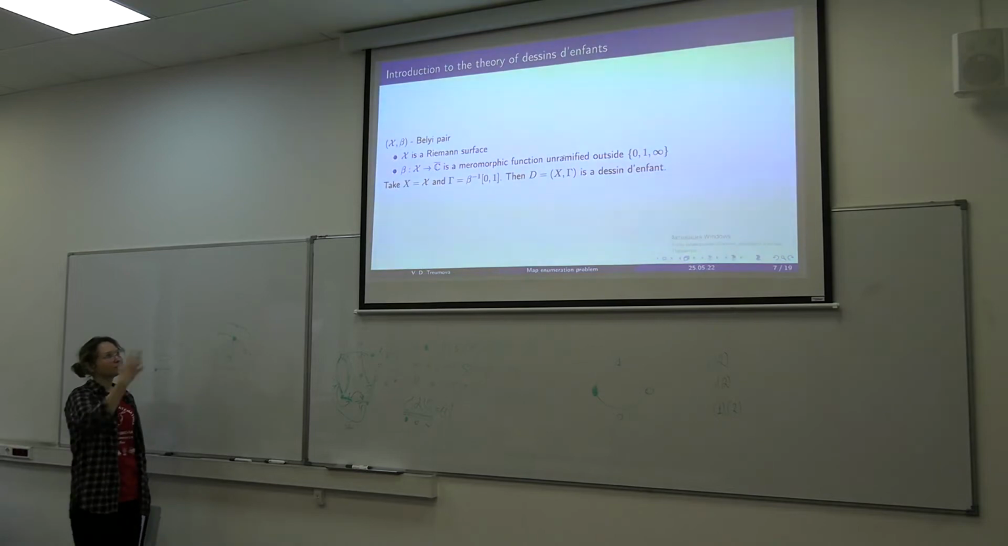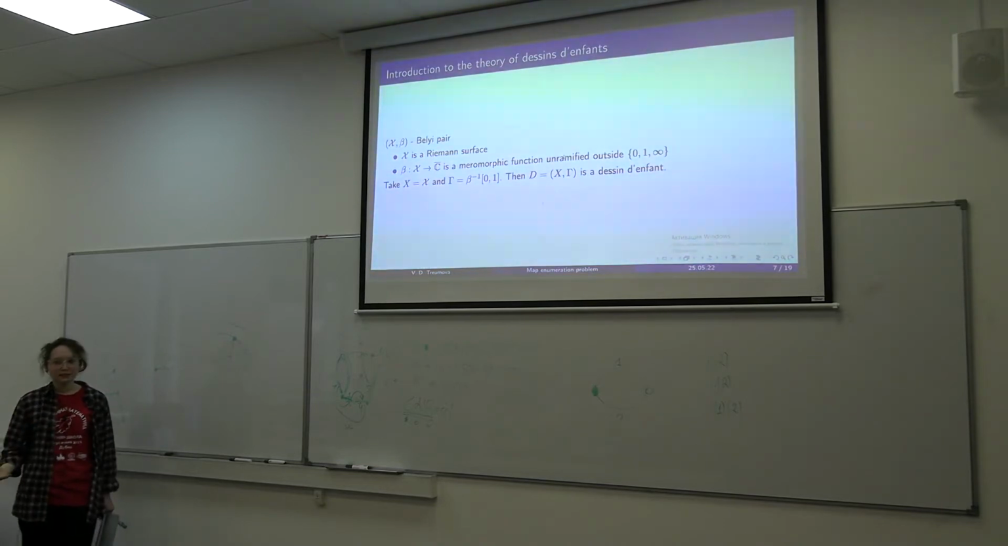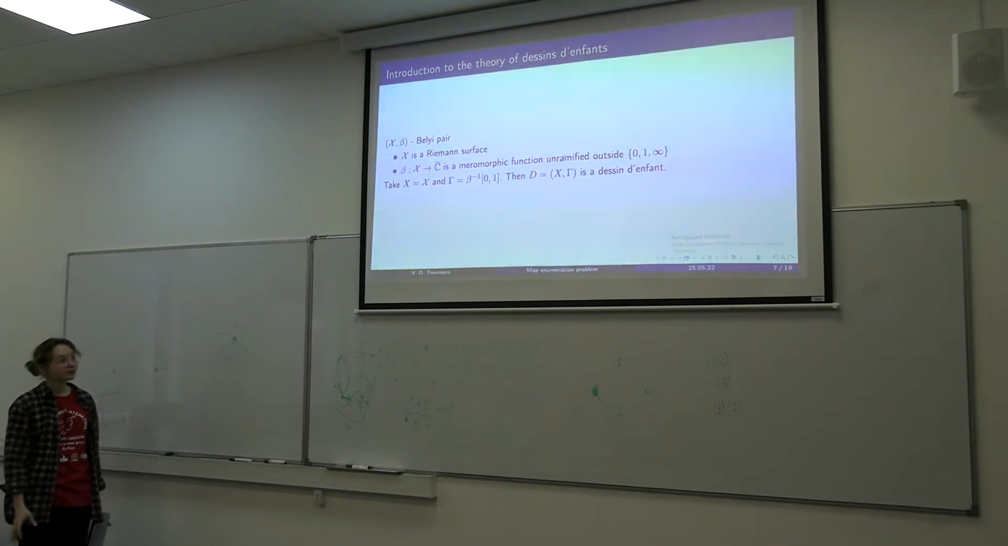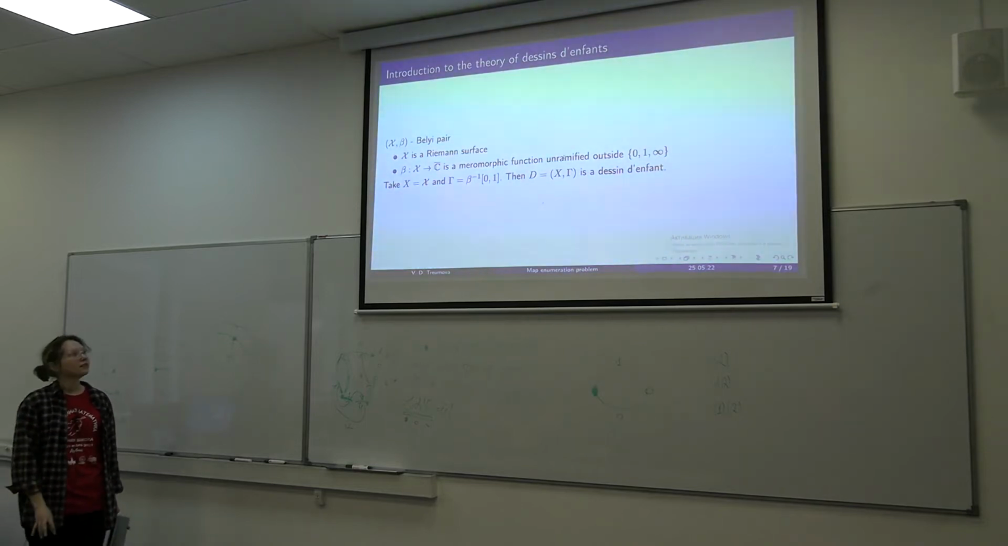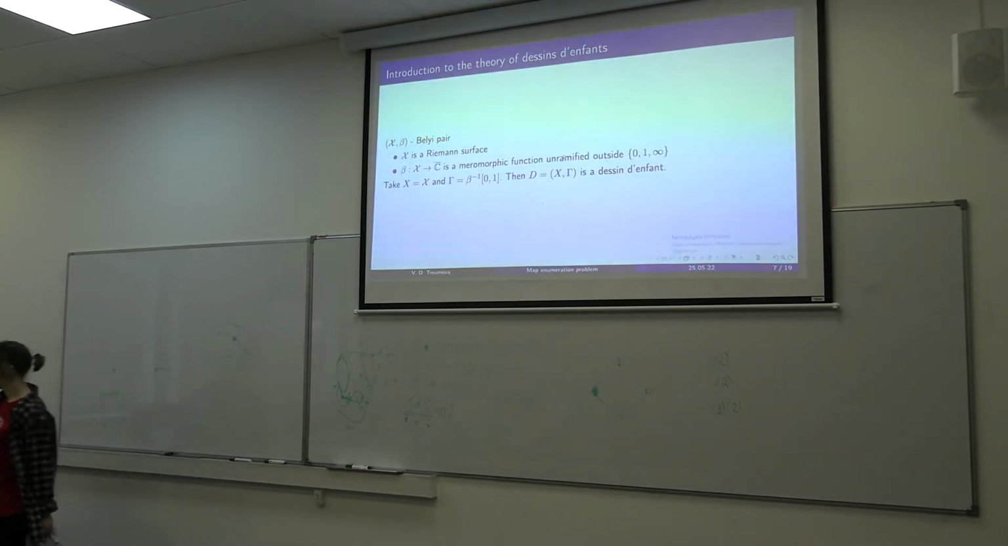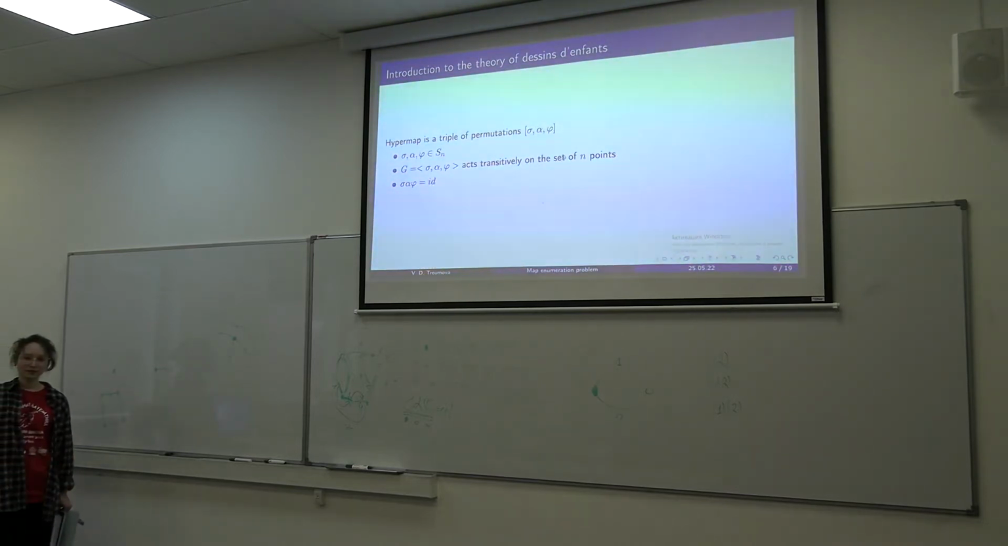So then we go to the third language, where we take X, which is a Riemann surface, and we take a meromorphic function that is unramified outside 3 points, 0, 1, and infinity. The claim is that any such triple determines such a picture with a graph? Yes. Because it's clear how to construct such permutations when we have such a graph. And conversely, if you have such permutations, what to do?